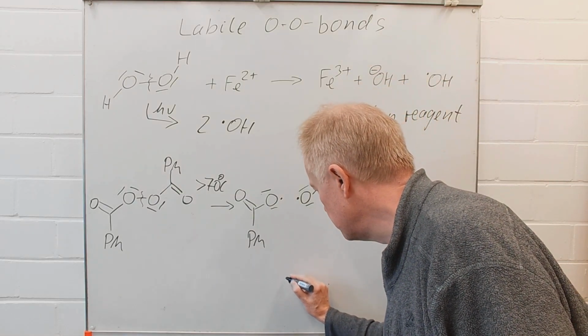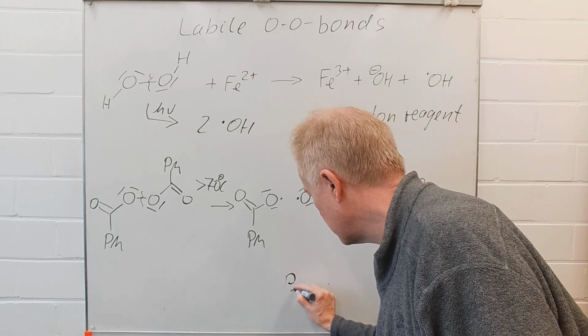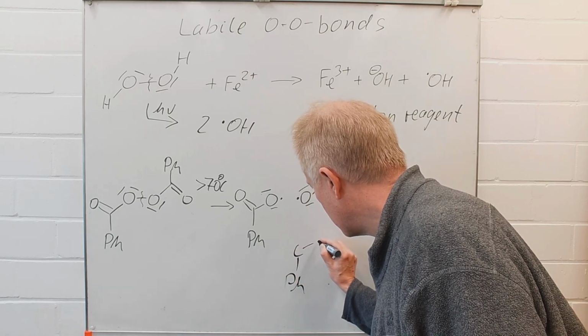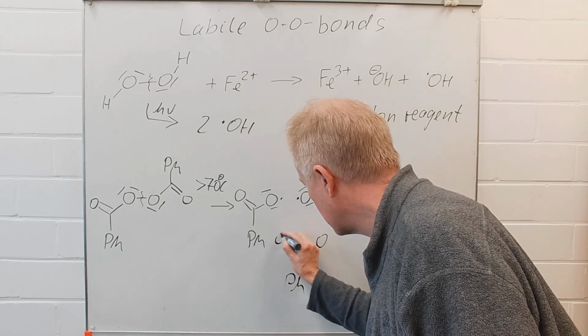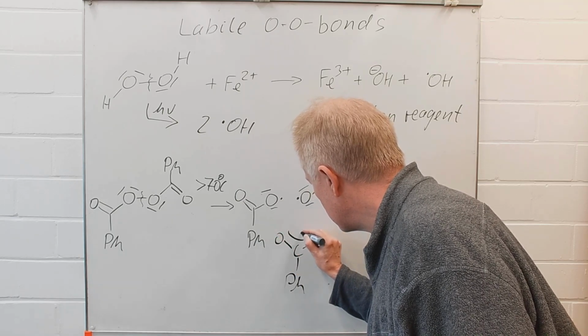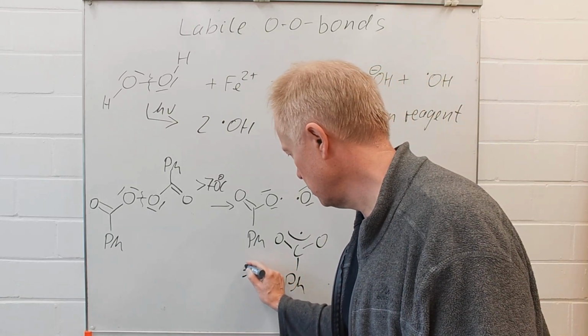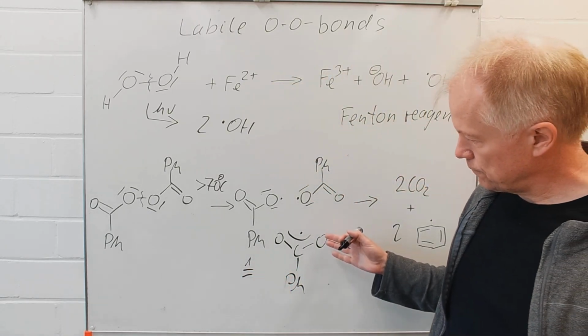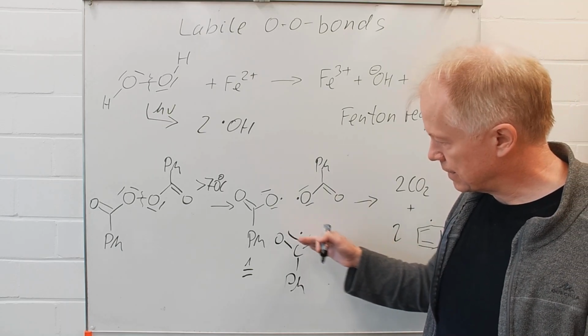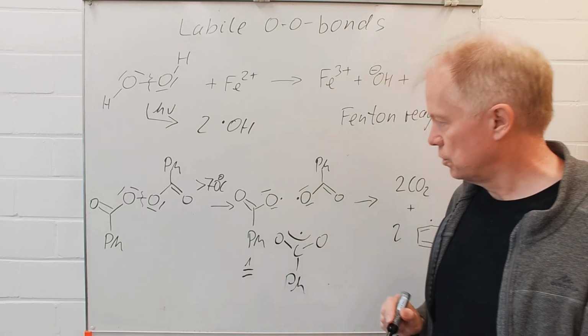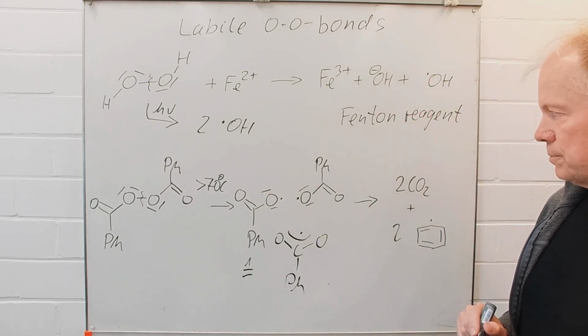Well, you can symbolize that by drawing such a structure with the radical character distributed between the two oxygen atoms.